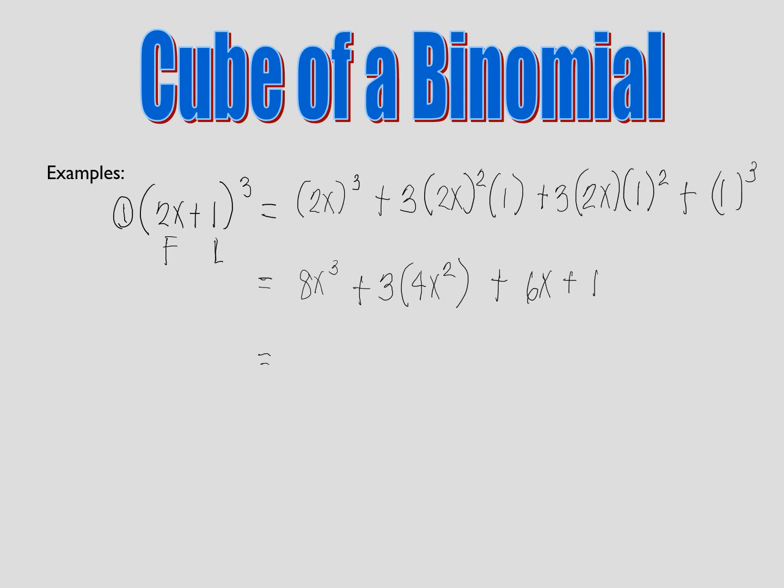We simplify again. 8x to the power of 3 plus 12x squared plus 6x plus 1. So this one is our final answer: 8x to the power of 3 plus 12x squared plus 6x plus 1.